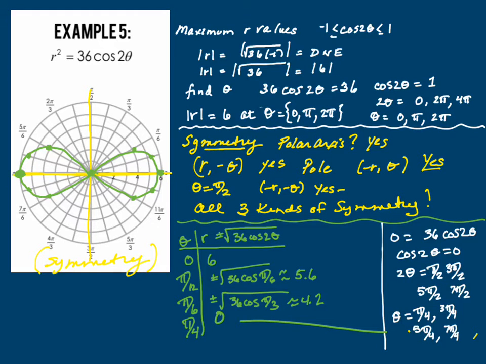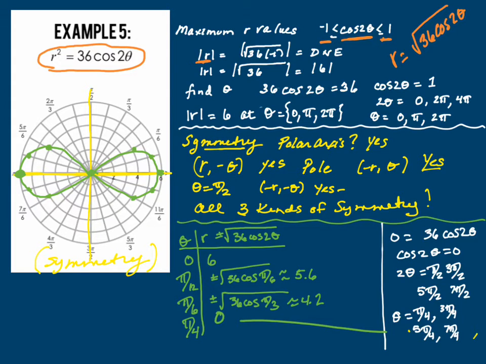And we're on example 5, and we have r squared equals 36 cosine 2 theta. So we are going to find the maximum r values. So wherever there's a cosine 2 theta, we'll put in first -1 and then 1. So we'll take the absolute value of r, and we're going to solve for r. So r is the square root of 36 cosine 2 theta.